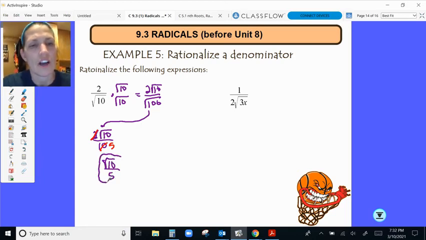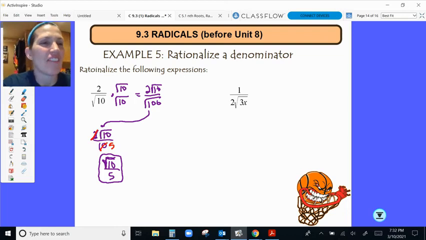Now alert, a lot of people want to divide this by 2. You cannot do that because the 10 is in a square root. That's in jail. 5 is not in jail. You cannot play, okay? So they cannot play with each other. They cannot be divided. Do not make that mistake. If you make that mistake, a kitten dies somewhere, okay?